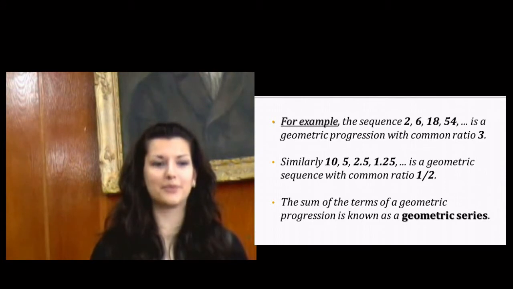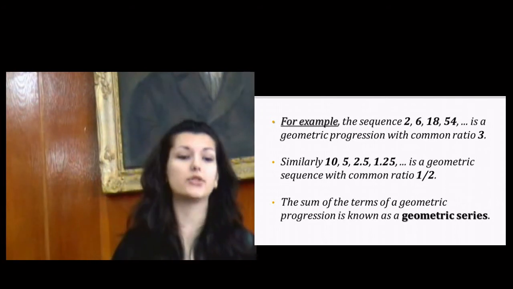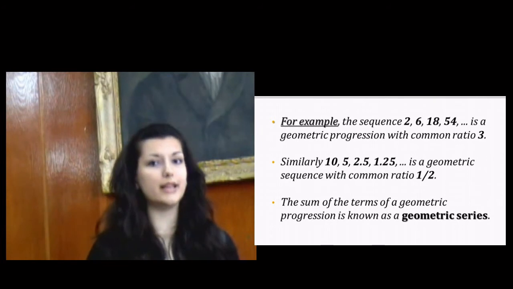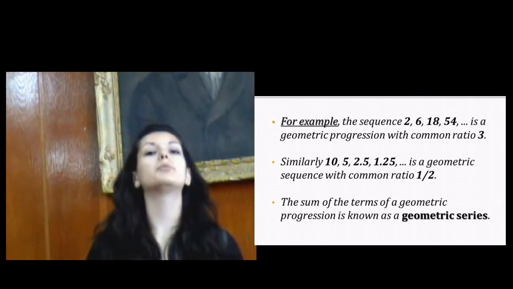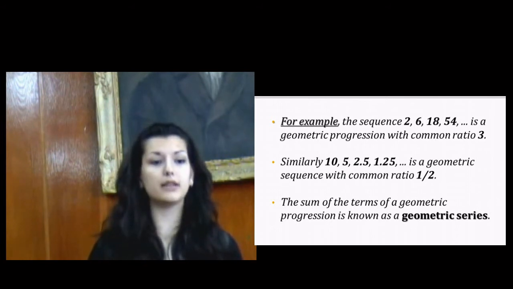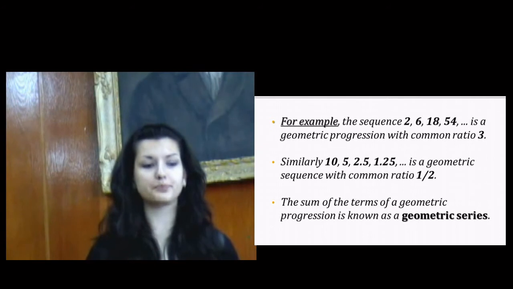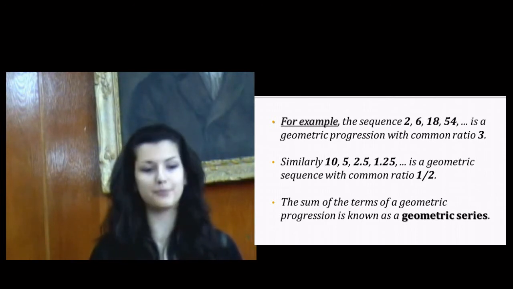For example, the sequence 2, 6, 18, 45 is a geometric progression with common ratio 3. Similarly, 10, 5, 2.5, 1.25 is a geometric sequence with common ratio 1/2. The sum of the terms of geometric progression is known as a geometric series.